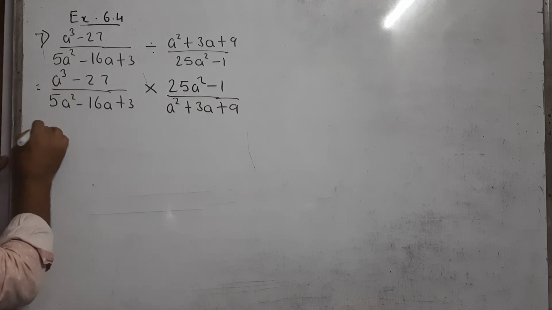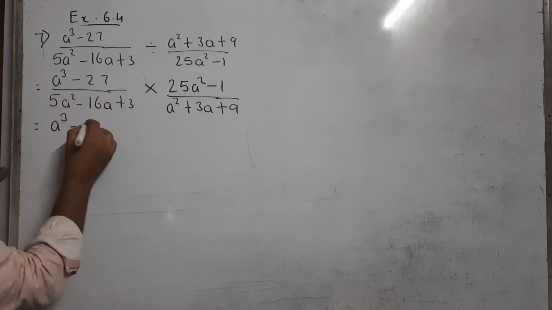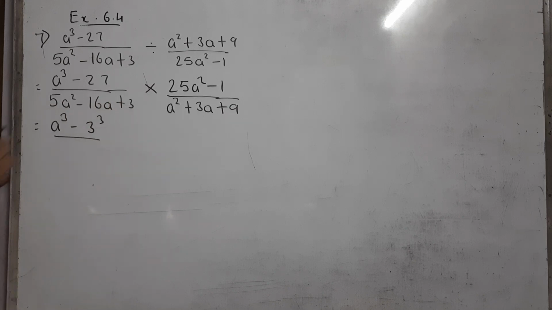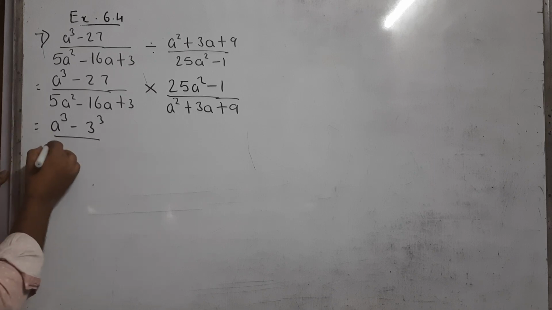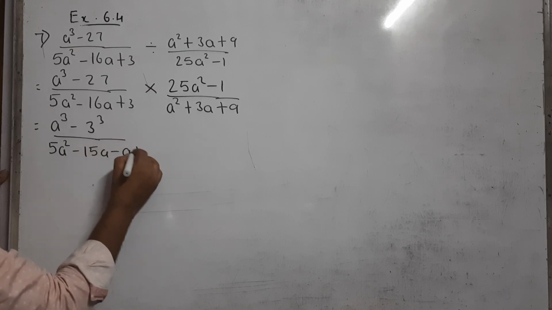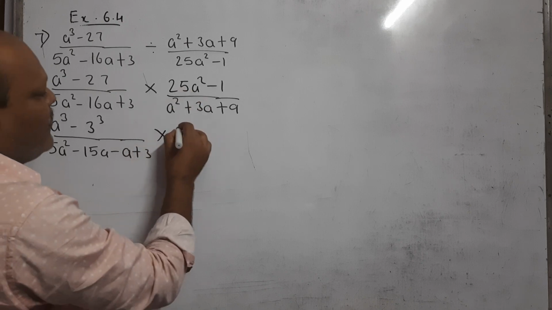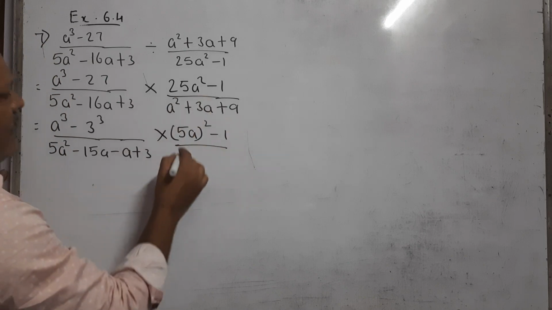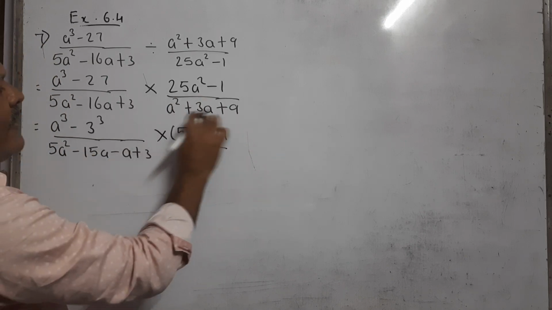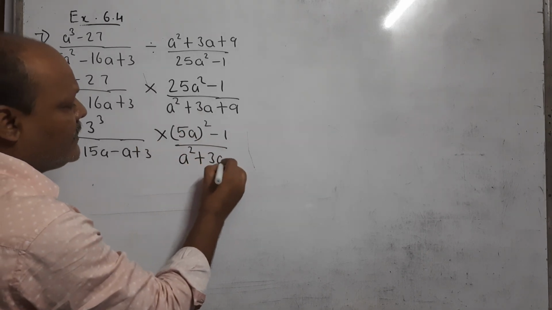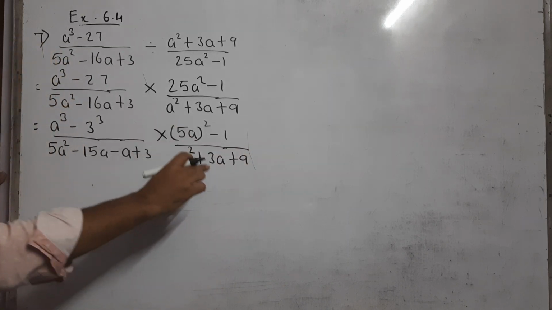Here we can write a cube, 27 can be written as 3 cube. 5 times 3 is 15. Your product is 15 and the sum is 16. The factors you are going to get are 15 and 1, 15 times 1 is 15 and 15 plus 1 is 16. That is 5a square minus 15a minus 1a plus 3. 25 can be written as 5a whole square, and 1 square is 1 only. This we cannot factorize. If we cannot factorize, that means there is no factor for this term. For 9 and 3 we cannot get the factor, so we have to write as it is, no changes. a square plus 3a plus 9.